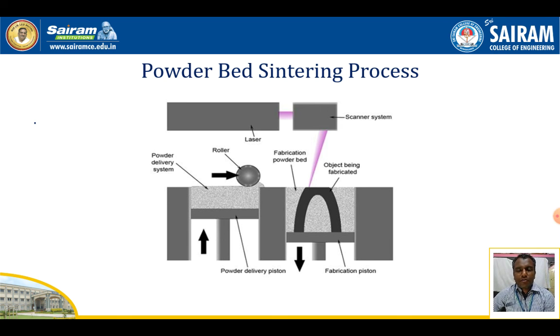Next we are going to discuss the steps involved in this powder bed fusion process. First, the powder is placed in a container adjacent to the build material, and with the help of a roller or blade, the powder is pushed over the build material.